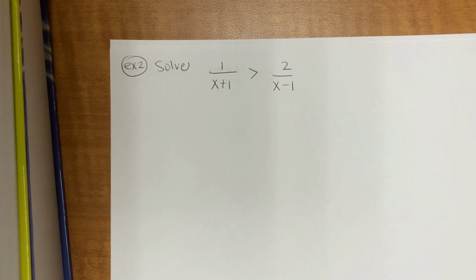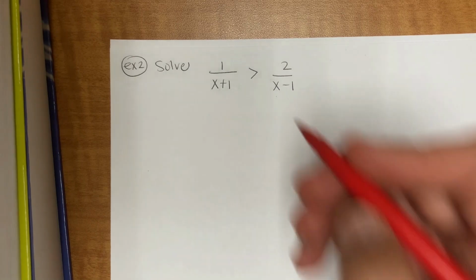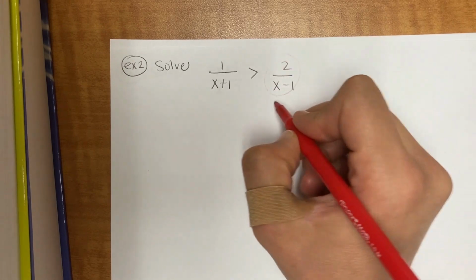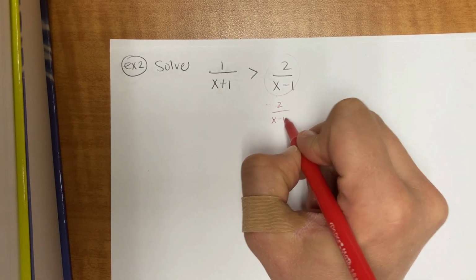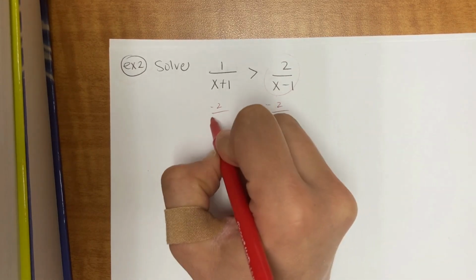Okay, let's solve this one. 1 over x plus 1 is greater than 2 over x minus 1. All right, I'm going to have to subtract this over to the other side because I need to get this equal to 0.